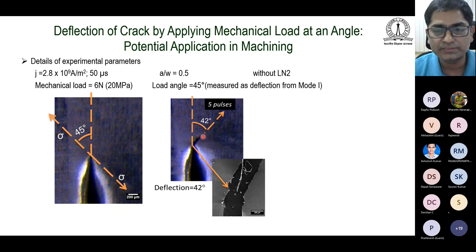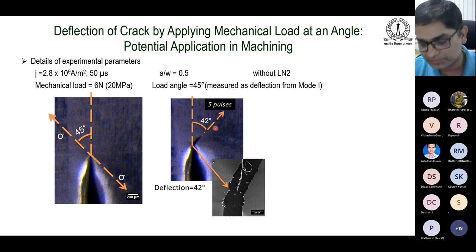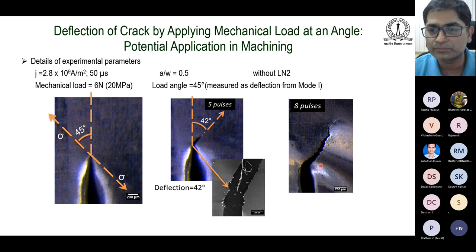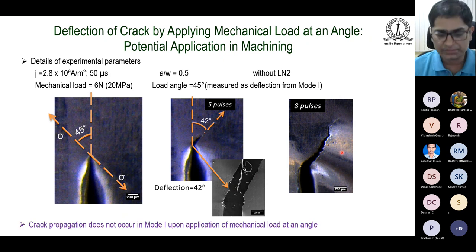And then, you know, the crack deflects. And this is something that Professor Vikram Jayaram keeps showing in his class, classical experiments where you apply the stress at an angle and the crack deflects. And that's what we are seeing here. So you apply a load at 45 degrees, the deflection is about 42 degrees. The edges are all sharp. And again, if you continue to pass more pulses, this crack just continues to grow without any blowhole formation. So this is what is happening.